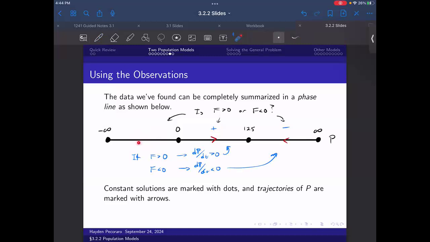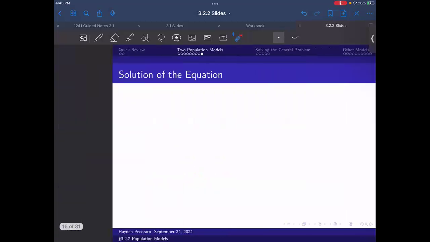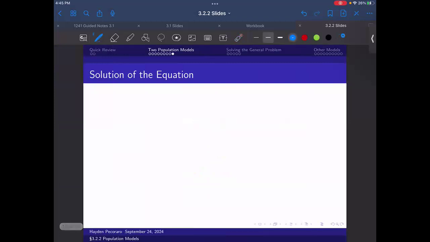It should be negative, I think. Oh, by the way, these are called trajectories. They don't look like what you normally call a trajectory, but if you were to expand this along t, you would see an actual curve. So we'll go ahead and actually solve this equation now.